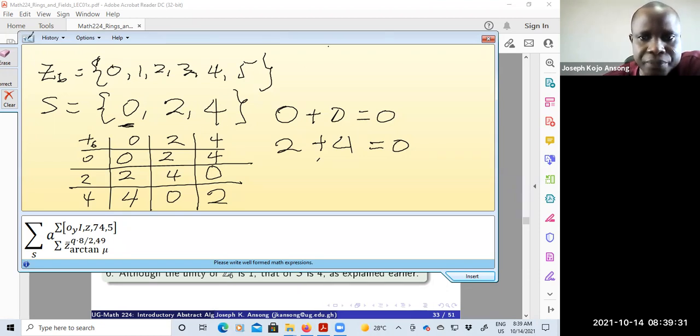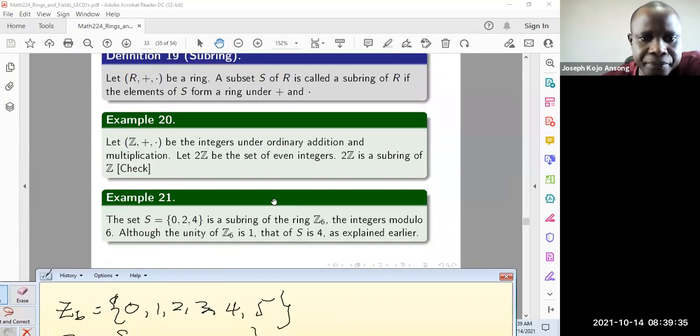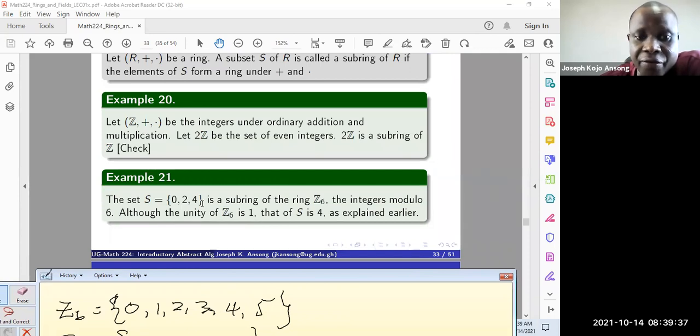Okay, good. Now to show that this is a ring, you need to first show that it is an abelian group. In other words, it's a group with regards to addition. So you have to show that there's associativity with regards to addition. You have to show that there is an additive identity element. Of course, that is 0, so that is easy. You have to show that there is an additive inverse for every element.